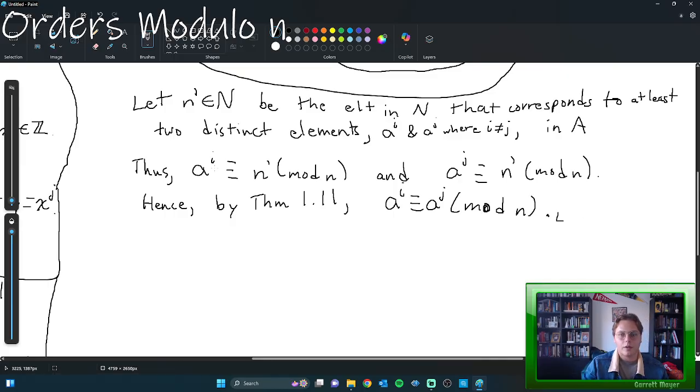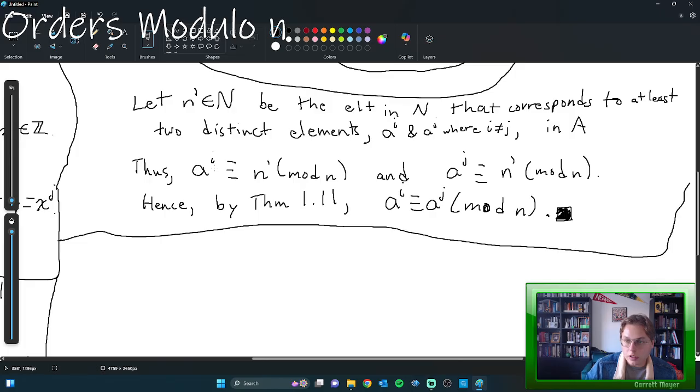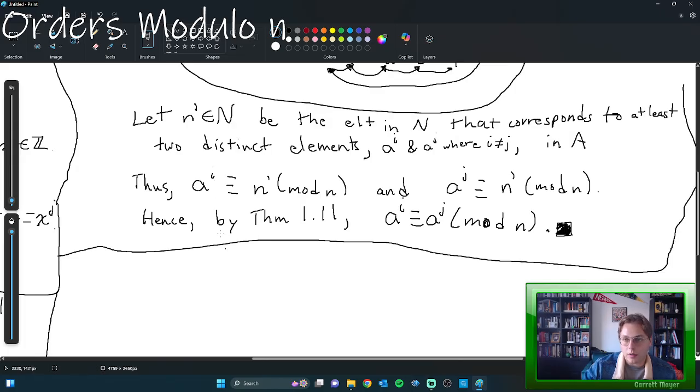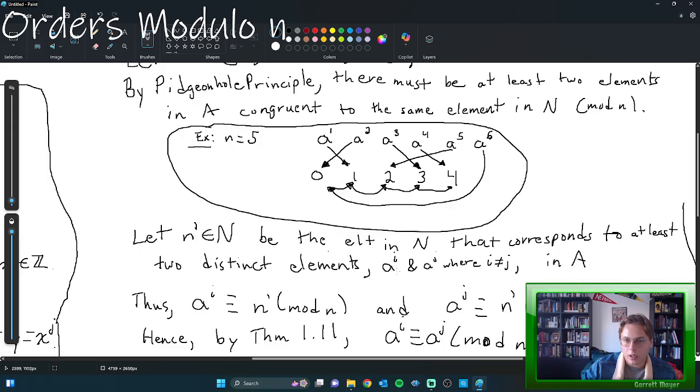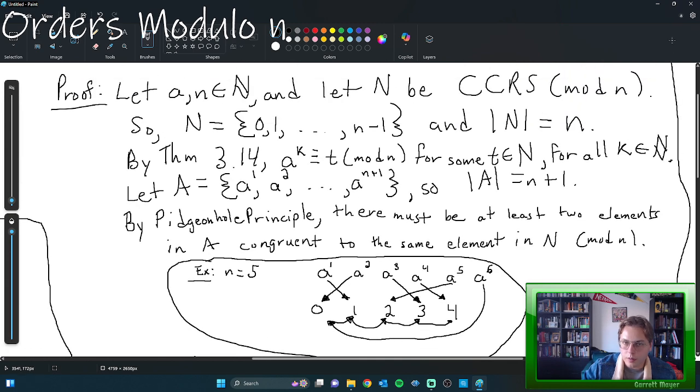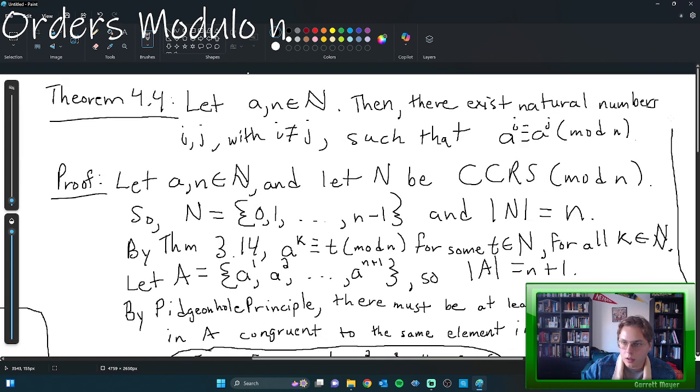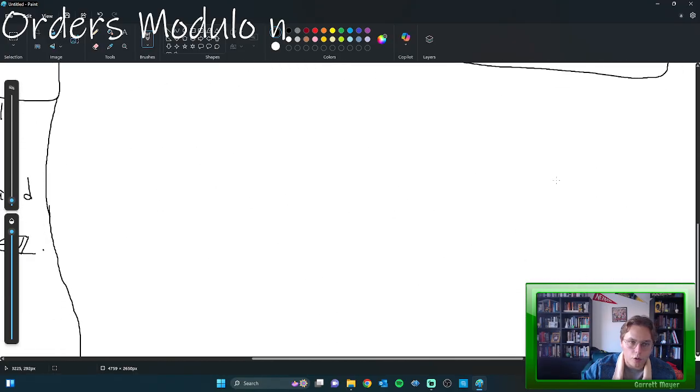And there you go. We have our example of 2 distinct powers of a that have to be congruent mod n. And all that this theorem shows is that raising a number to various powers will sometimes produce the same values modulo n. It doesn't show this is necessarily the case, but it shows that there's at least one example of this being the case for every pair of natural numbers. Okay, so that's theorem 4.4.